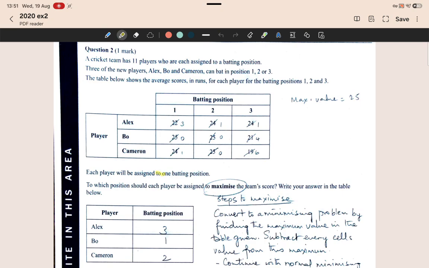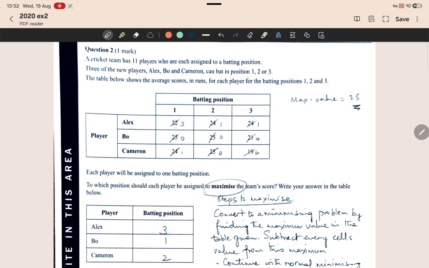Now they want to assign each player to a batting position. To which position should each player be assigned to maximize the team score? Now, in order to maximize, it's the same as a minimize problem except for the very first step. The very first step asks you to take the maximum value given in the table, which as you can see is 25, and subtract each value given in the table from 25.